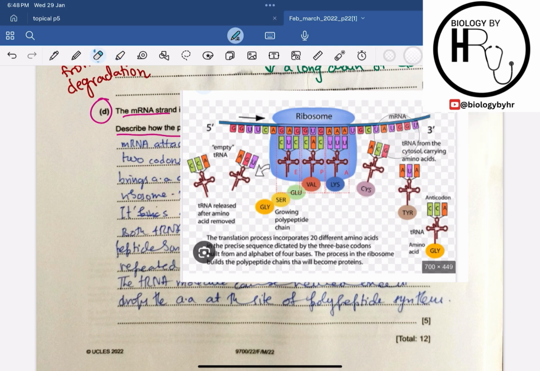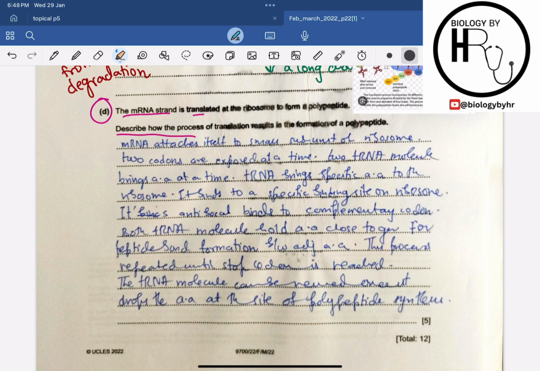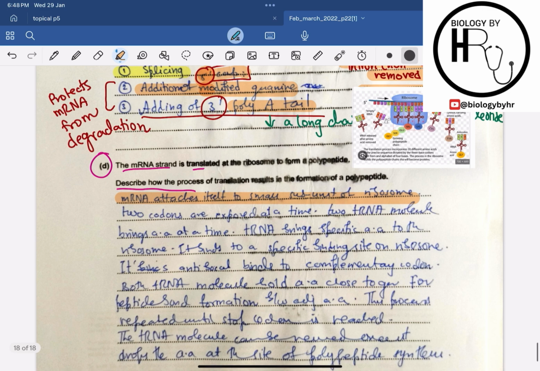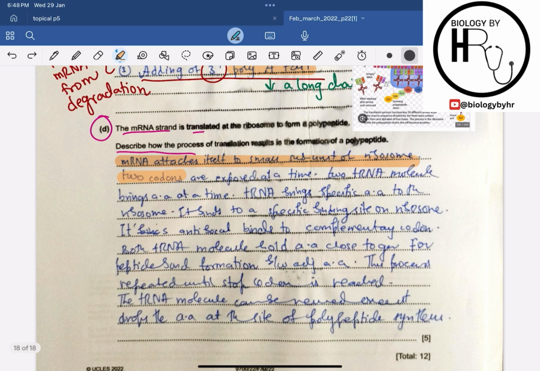Now let me read the answer, that is how you have to write it in your examination. The way you will write it is that the mRNA will come and attach itself to the small subunit of the ribosome, as we saw over here, right? And then 2 codons are exposed at a time. Codons are present on the mRNA. It is not so specific to write; it's your choice if you want to write this statement or not. The 2 tRNA molecules bring amino acids at a time. tRNA brings a specific amino acid to a ribosome. It binds to a specific binding site on the ribosome.